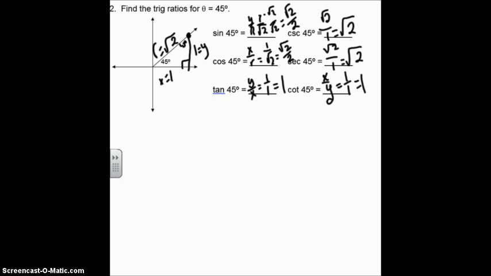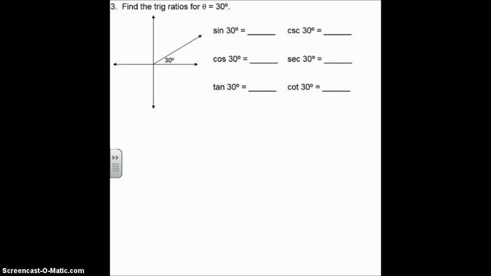Okay, let's try another one. Sine of 30. So back in the day when we were studying geometry, we said a 30-60-90 right triangle would have the following: across from the 30 degrees would be our S, so we'll call that 1. And then across from 60 degrees would be S square root of 3, so we're just going to call that square root of 3. And then across from the 90 would be 2 times S. So in this case, 2.